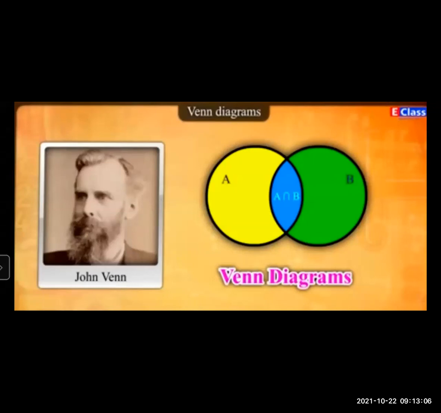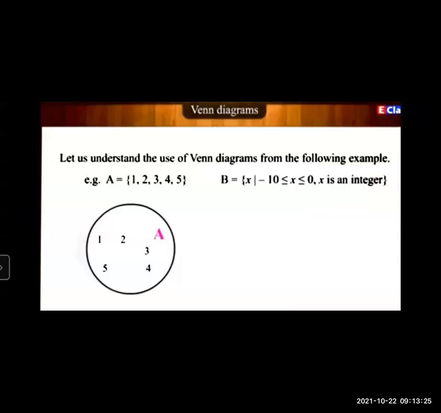This is very interesting. British logician John Venn was the first to use closed figures to represent sets. Such representations are called Venn diagrams. This way he presented the Venn diagram. So let's start with the relationship among sets and solve examples based on sets. Let us understand the use of the Venn diagram from the following example.